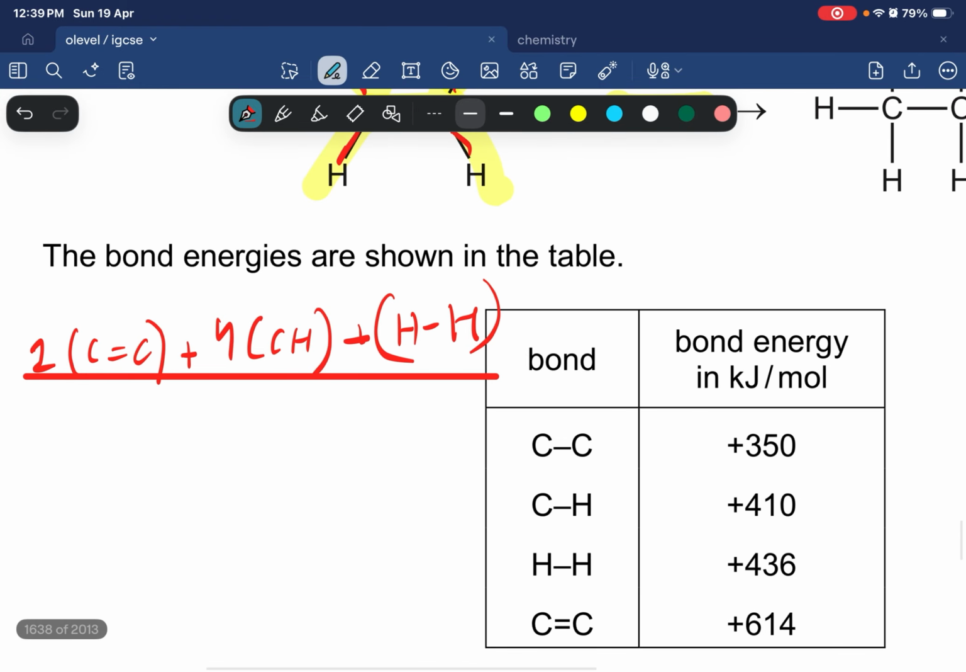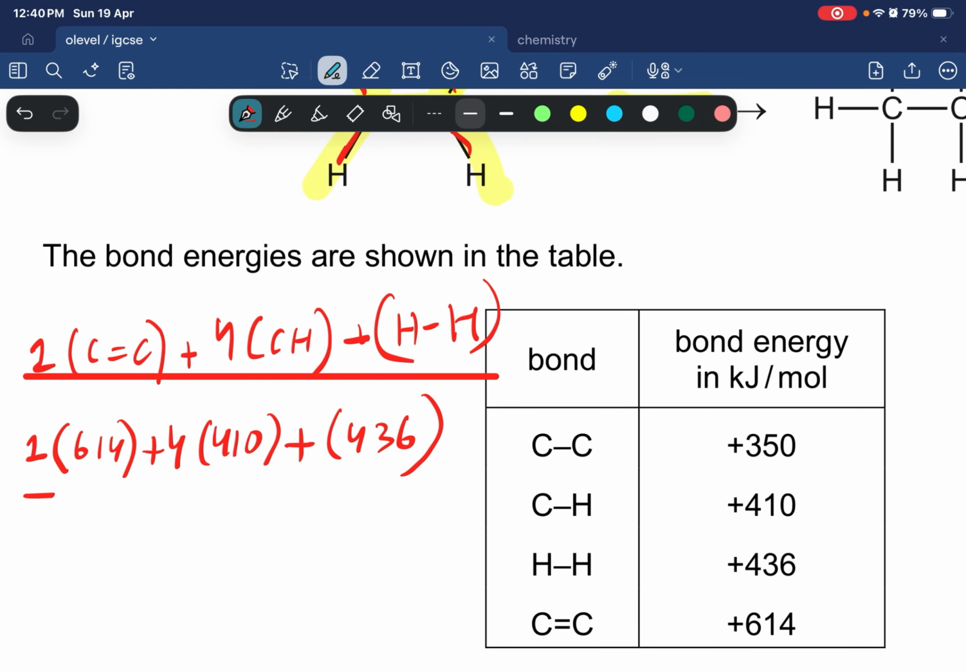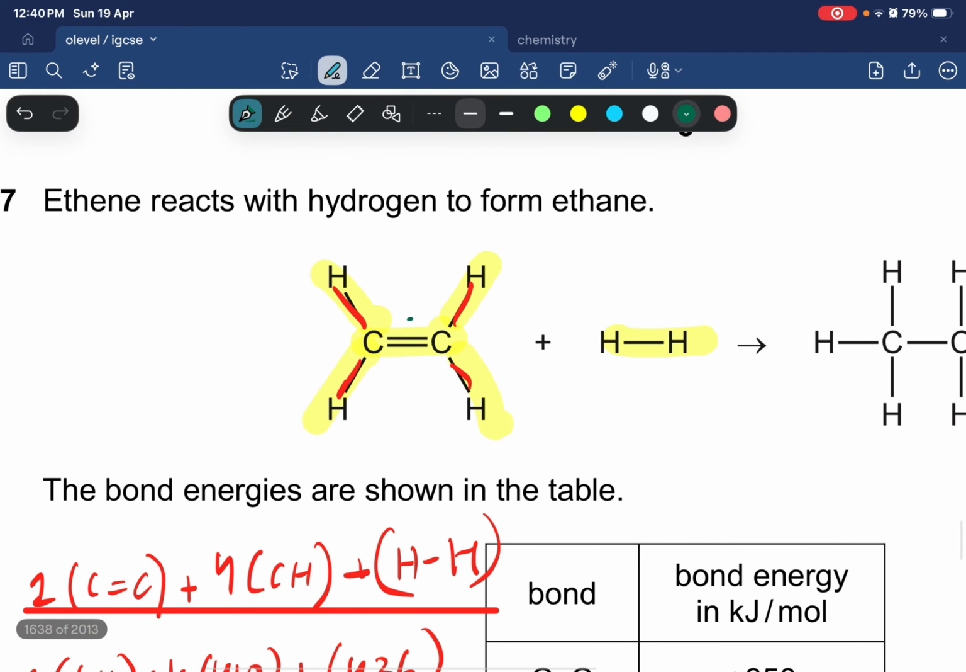Plug in the values. 1 carbon-carbon triple bond, which is 614, plus 4 CH bonds, which is 410, plus 1 HH bond, which is 436. So the sum of all this is going to be the energy that you're going to absorb to break the bonds, to break this bond, this bond, this bond, this bond, this bond, this bond.